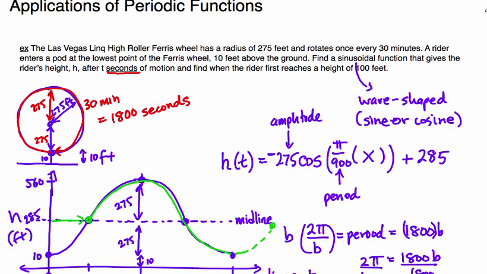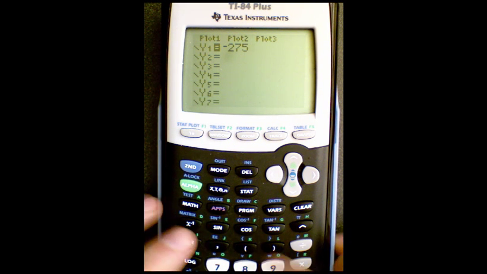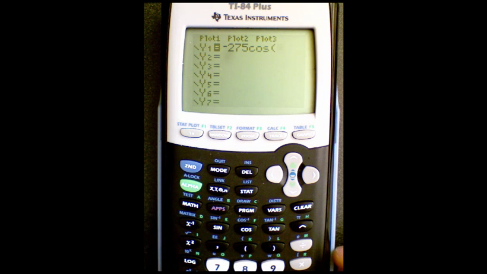To do it graphically, I'm going to need a graphing calculator. So let me grab one, and we'll do it that way first. So we need to go enter in our function. So negative 275 cosine of pi divided by 900 times x.